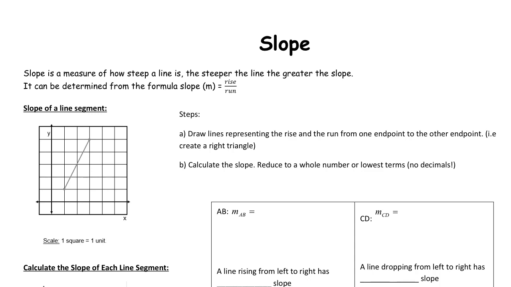So today we're going to take a look at slope. Slope is the measure of how steep a line is. Okay, so you can write that down actually. So the steeper the line, the greater the slope.